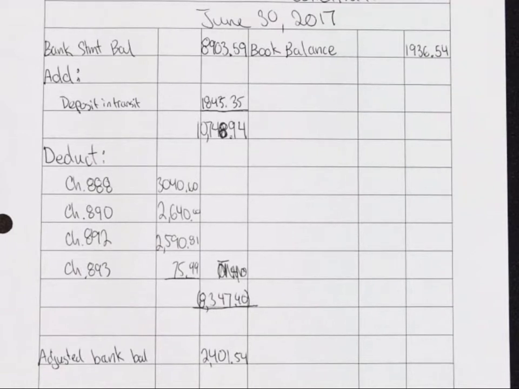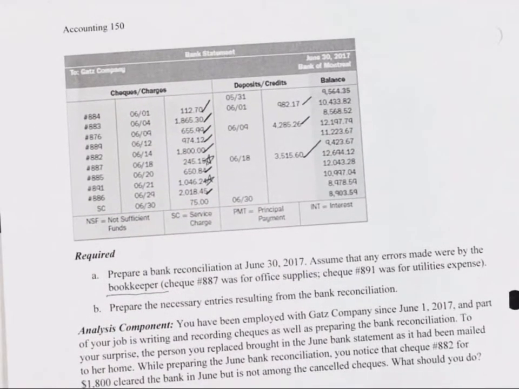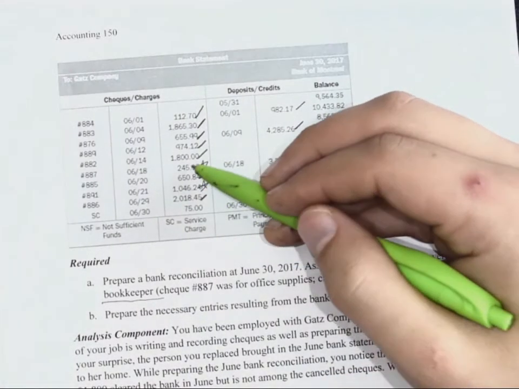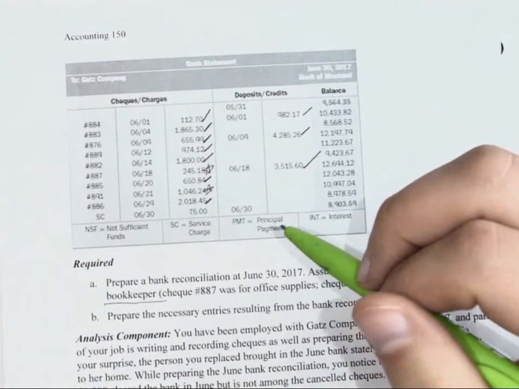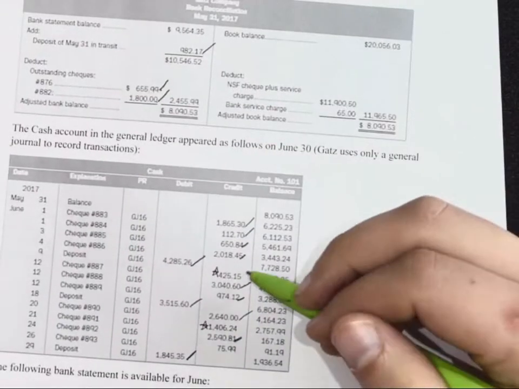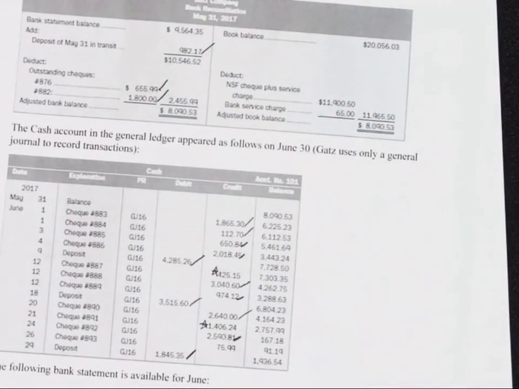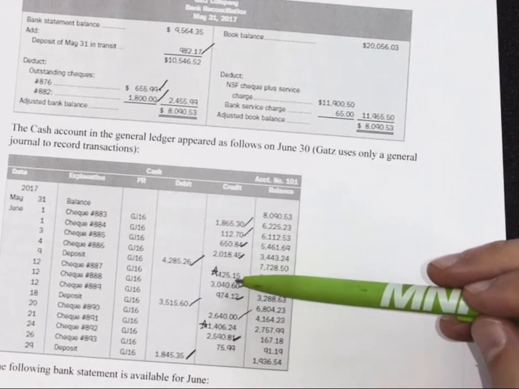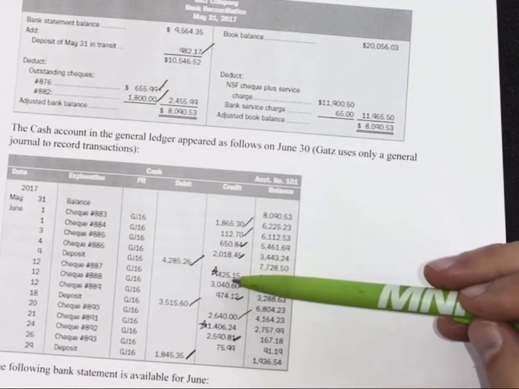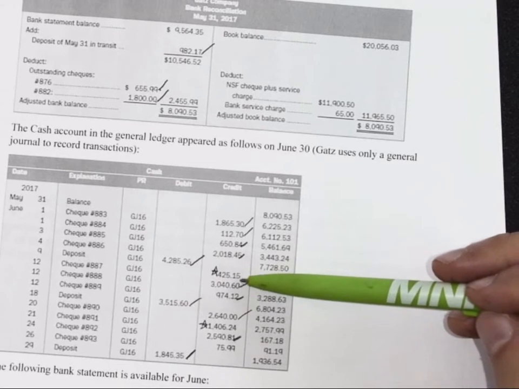So let's take a look and figure out what the errors are made by the bookkeeper. So the correct amount for the check was $245.15. The bookkeeper entered into the ledger $425.15. So is the book balance understated or overstated currently? It's overstated. What happened? The amount was too high in the credit balance, right? So we credited too much.